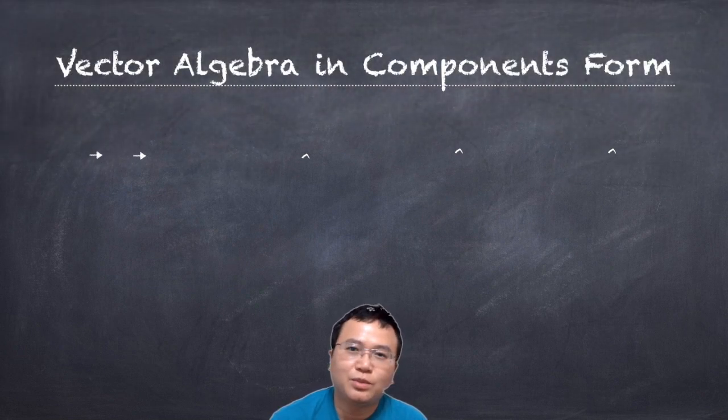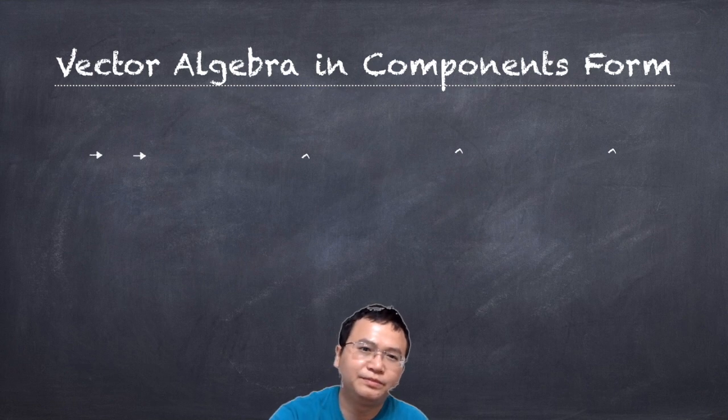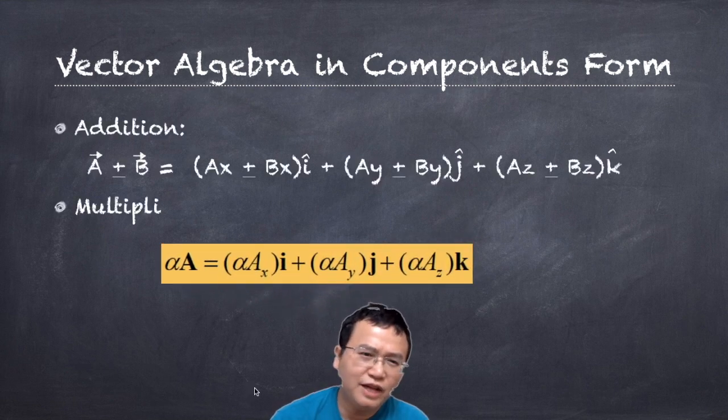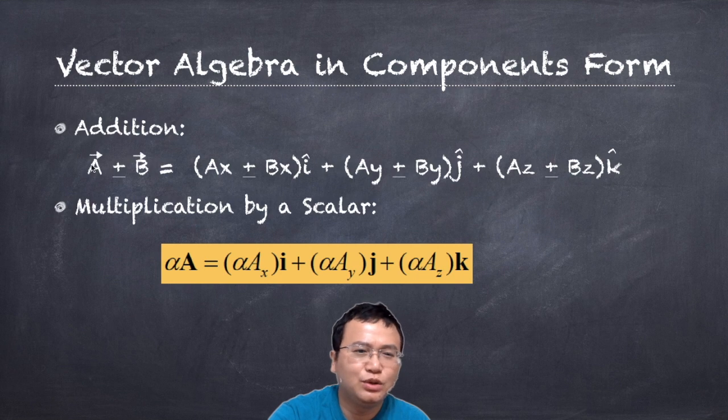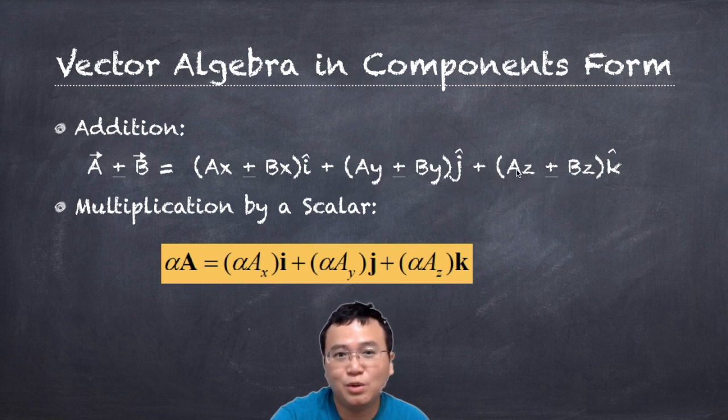Let's look at vector algebra in components form. To add vector A to vector B, or subtract, we take the x component of A plus the x component of B, and then separate that from the y component of A plus the y component of B. That is the y direction. Then we take the z component of A plus the z component of B. Okay, so this is vector algebra in components form.